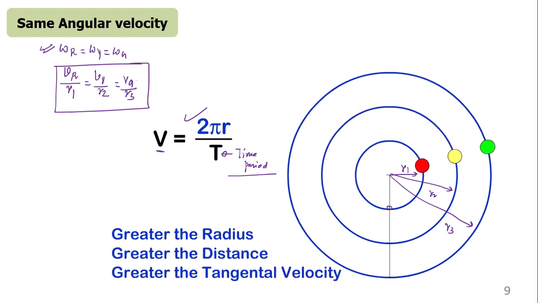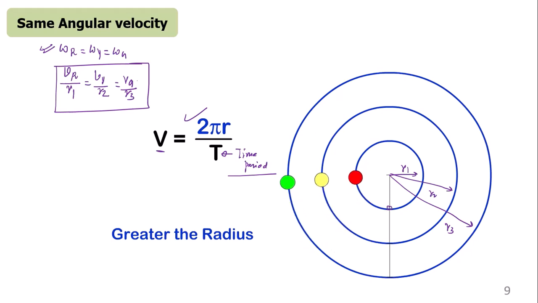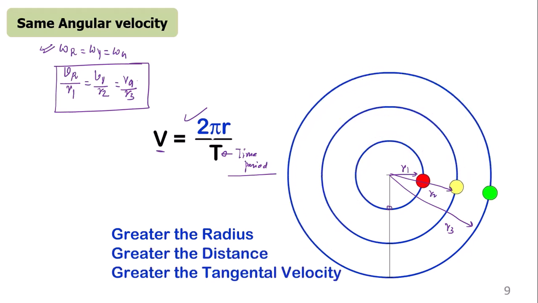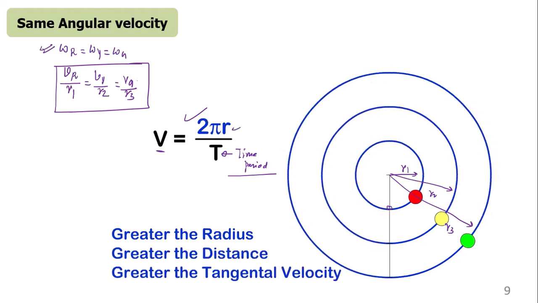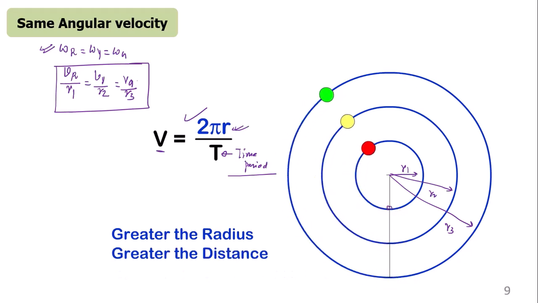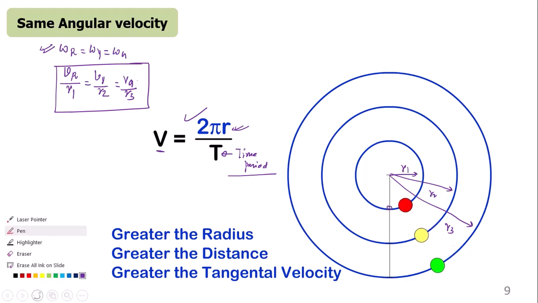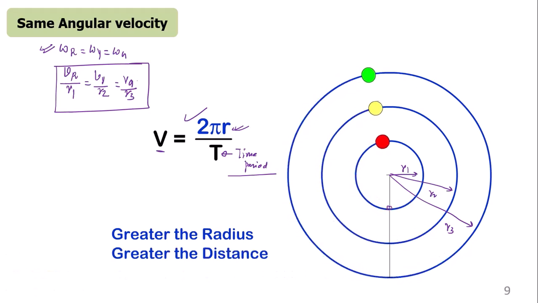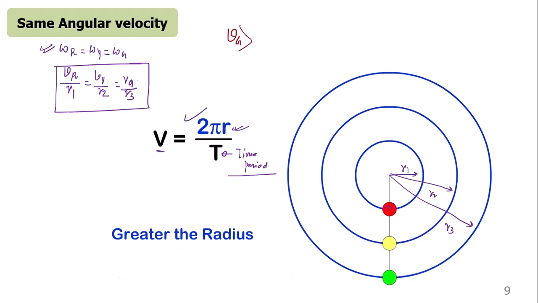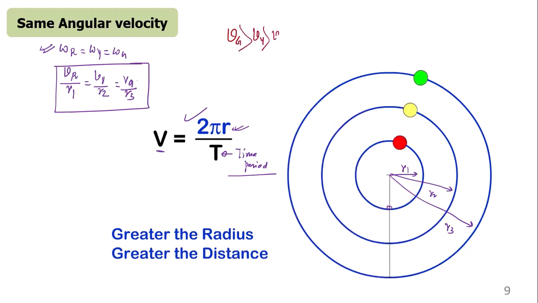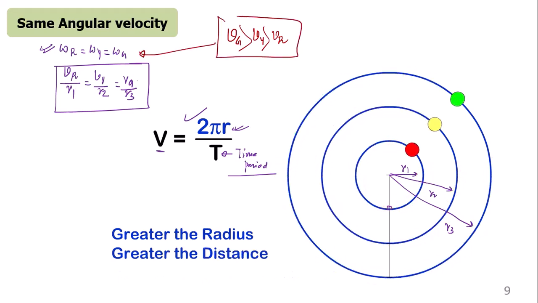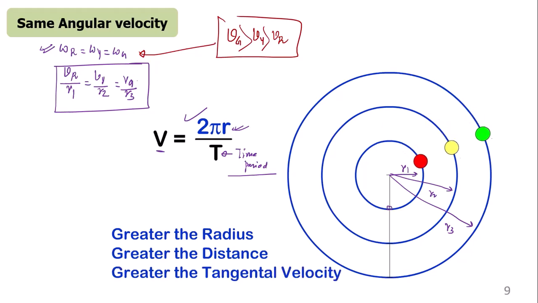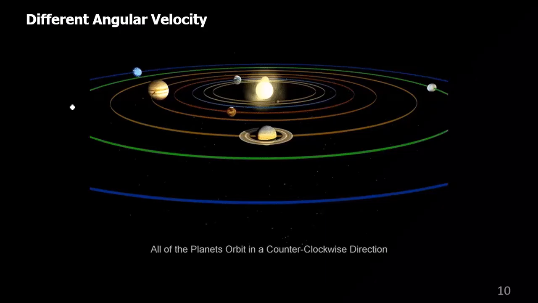Each particle takes the same time, since they cross at the same instant, so the time for the three particles is the same. That means v will be greater for the particle having greater r. The radius is greater for the green particle. So the velocity of the green particle vg is maximum, then v yellow, then the velocity of the red particle. The particles have the same omega, but the linear speed will be different because the radii of the circles are different.